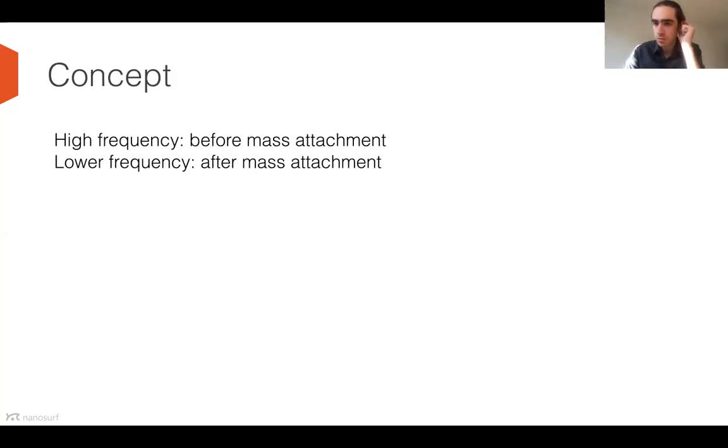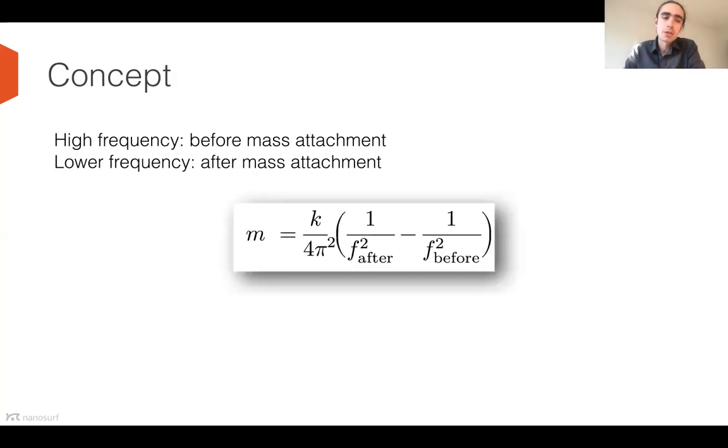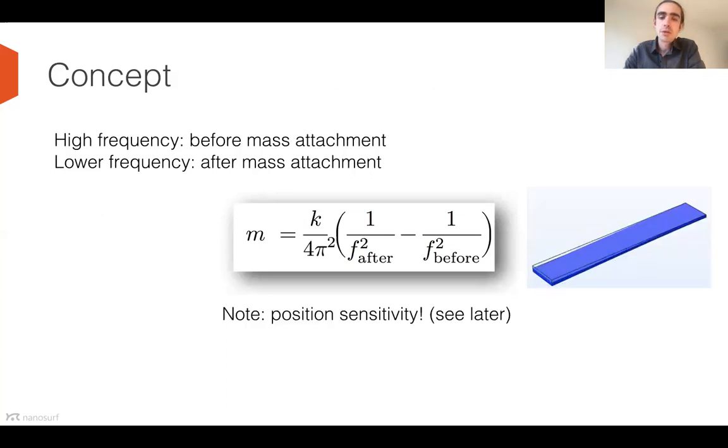So the idea, just to recap, is you have a certain cantilever that is vibrating at a certain frequency without any mass attached, and then you attach a mass to it, and it changes that resonance frequency. Knowing the resonance frequency before and after the attachment of that mass allows us to determine the mass according to this formula which you see here. K is hereby the spring constant, that is the stiffness of the cantilever. 4 pi squared is just a factor. And then you have the resonance frequencies before and after, inverse squared and subtracted from each other.